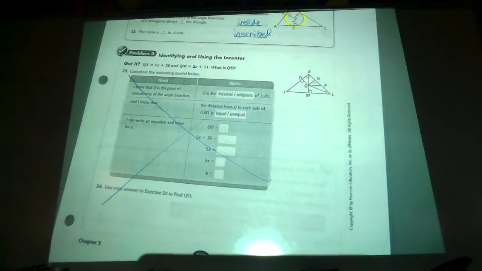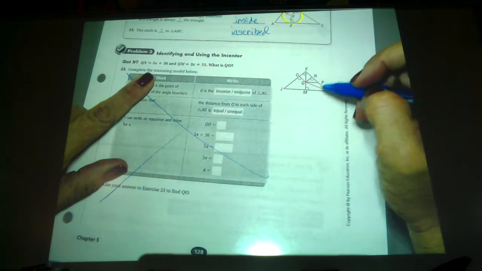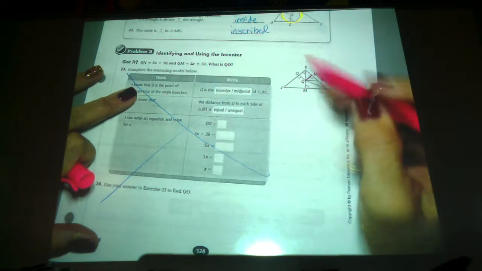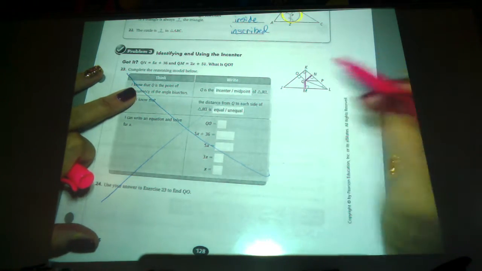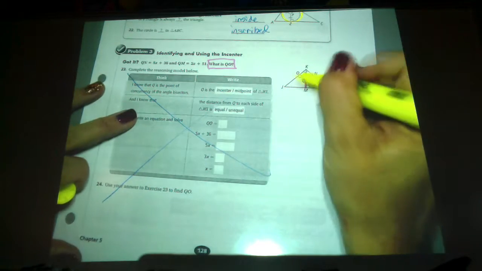So it says, what does QN with no notation mean? The measure or the distance from Q to N. So the distance from Q to N is 5x plus 36. Well, here's Q to N, right here. And it says the distance from Q to M, this distance here, is 2x plus 51. What is the distance from Q to O? So we want this distance, I'm going to put that in a different color, from here to here.